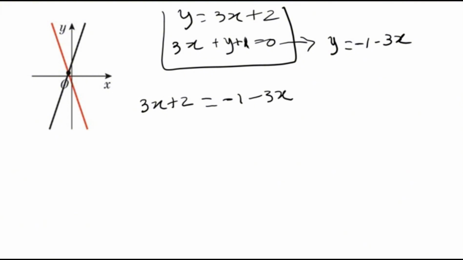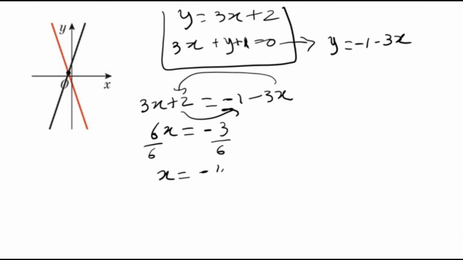Okay. So move minus 3x to this side, it becomes plus. So 3x plus 3x is 6x. Plus 2 goes to this side, minus 2. So that will give me minus 3. Divide by 6, divide by 6. So x is equal to minus half. So this is my value of x.